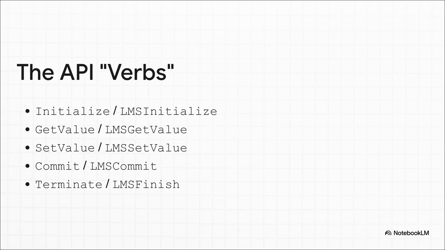So what can the content actually do with this API? Well, it uses a set of functions or methods that act like verbs in a language. Initialize kicks off the conversation. GetValue is like asking, hey, what's the student's name? SetValue is like telling the LMS, hey, the student just got a 95 on the quiz. Commit says, okay, please save everything we've talked about so far. And finally, Terminate is the polite way of saying, I'm done, goodbye.